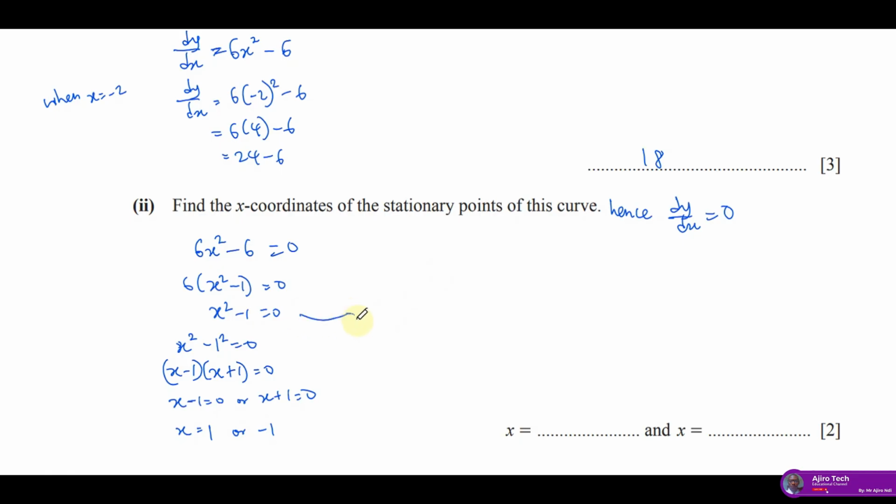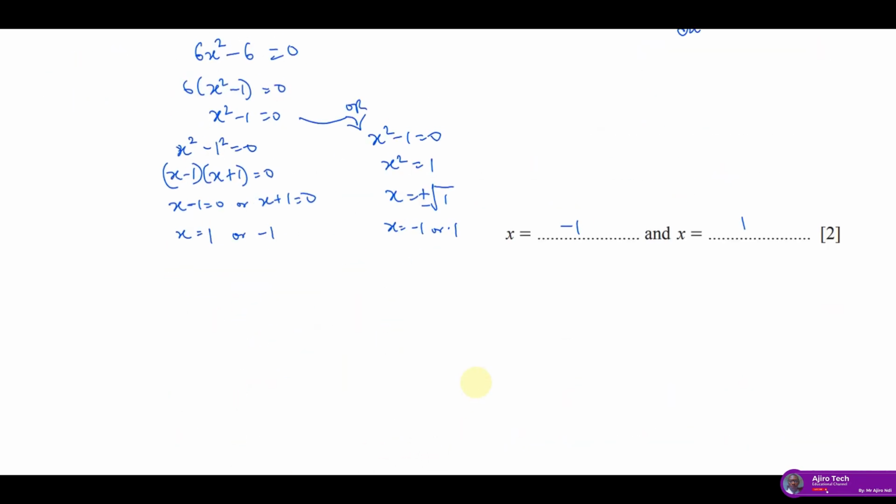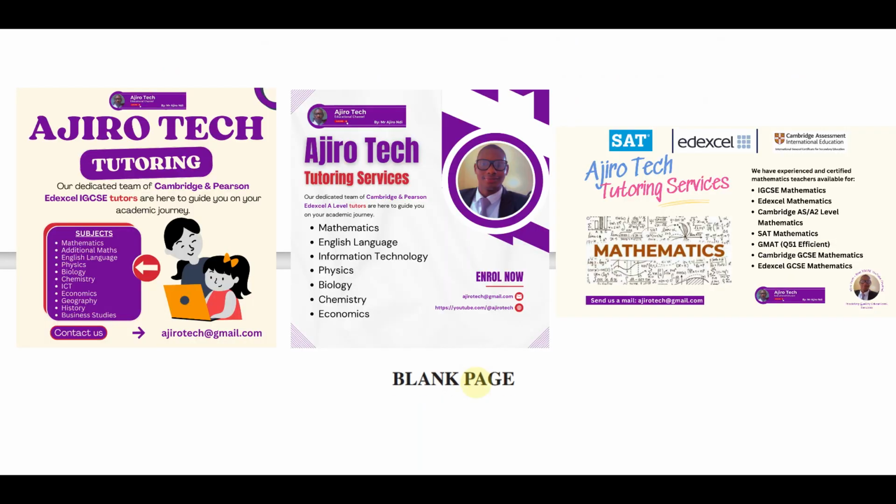Or I can read it like this. x squared minus 1 is 0. x squared equals 1. x equals the square root of 1. And the root of a positive number has two values, plus or minus. So x equals minus 1 or 1. So put the values here, minus 1 or 1. So either way you get the same answer. So at this point we come to the end of this question.